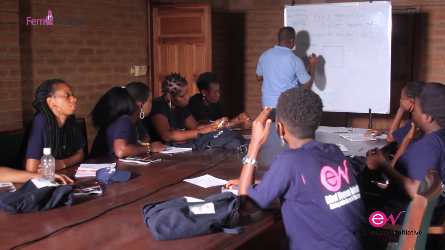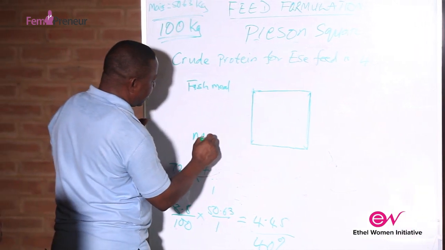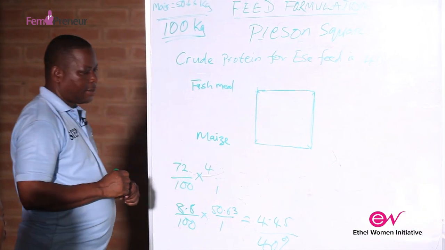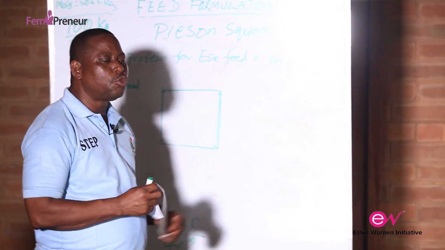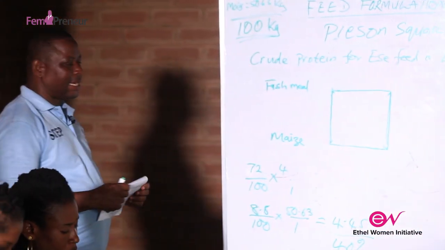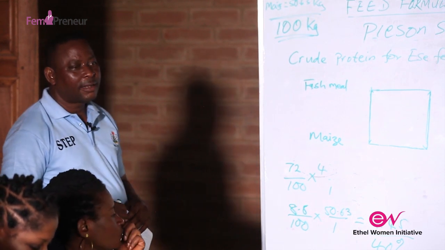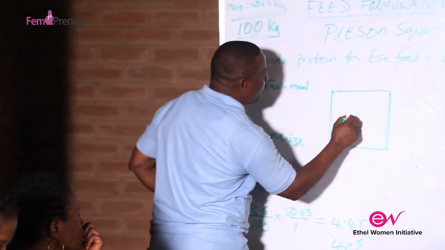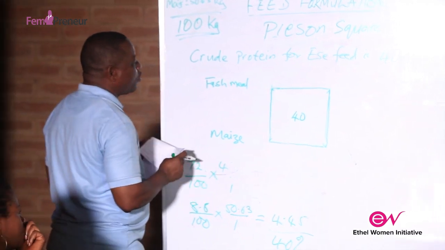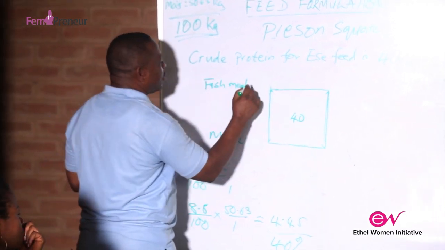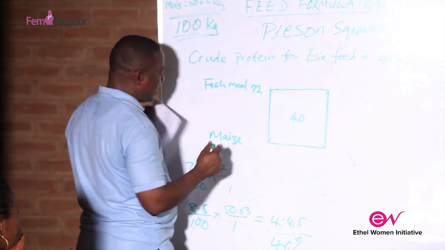Now, this is maize. What this man says is simple. He said for you to calculate the crude protein, what they asked him to calculate was the SA crude protein. He said put it at the center of this square. And the crude protein of fish after laboratory analysis was what? What of maize?